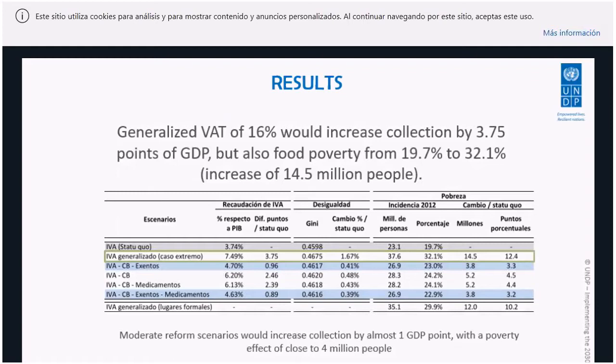So it was a huge increase in the poverty rate, and that was very expensive for the country, for Mexico to have 14.5 million people more under the food poverty line. And it was also very expensive, politically speaking, for a president that was just about to start his presidency.